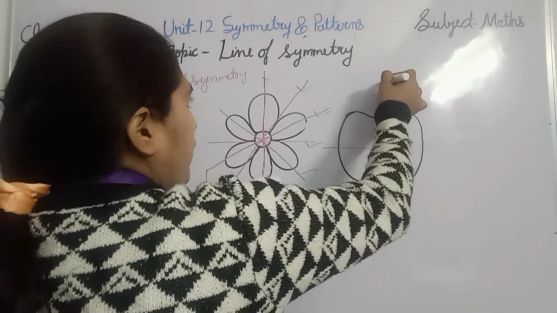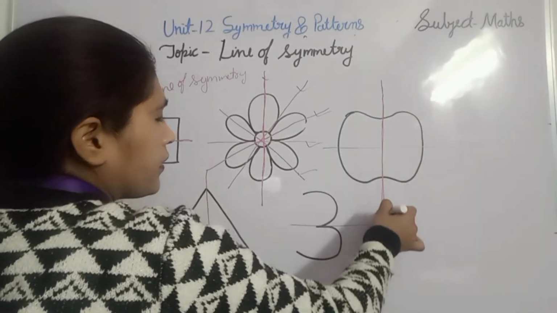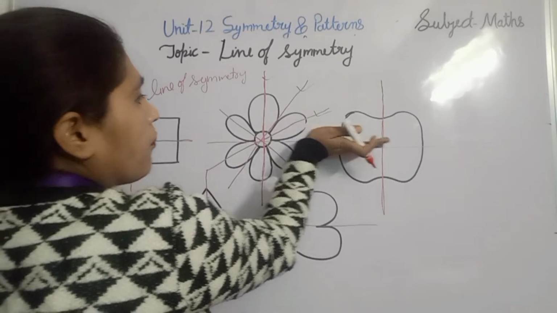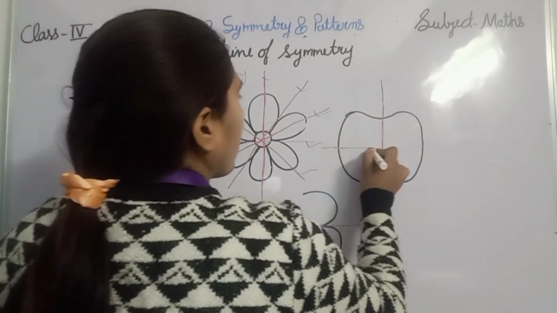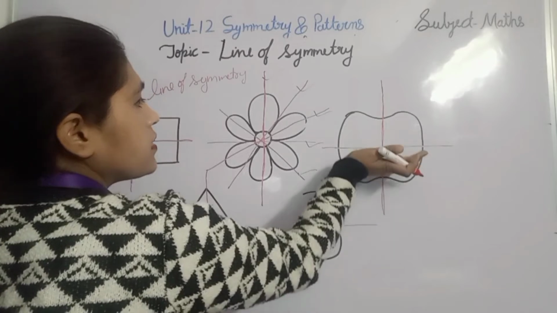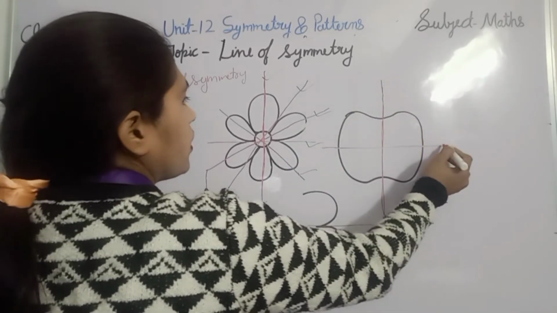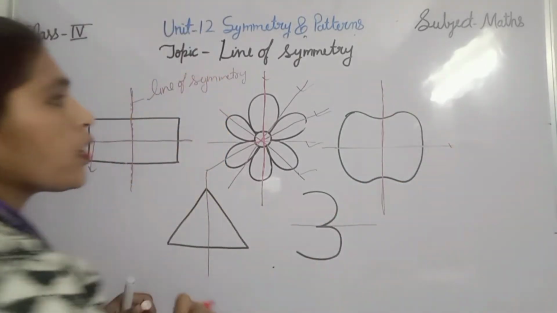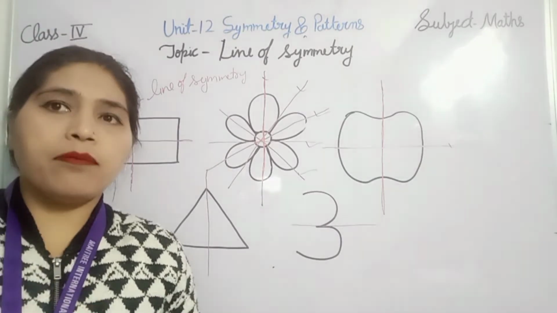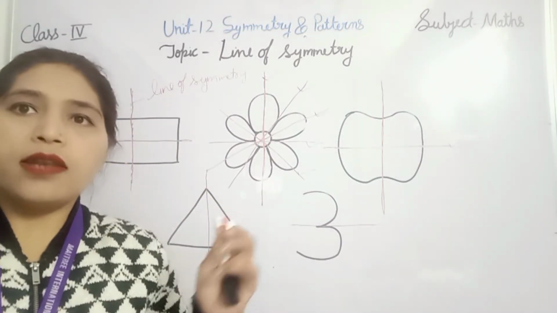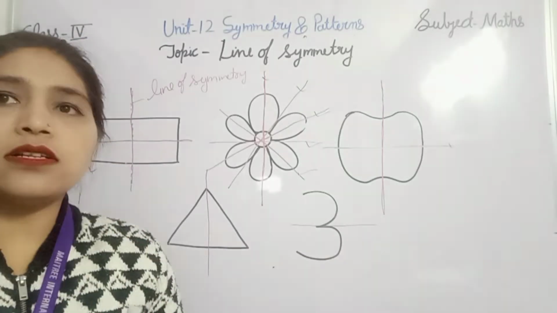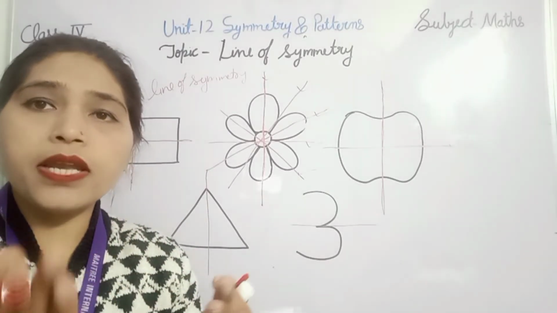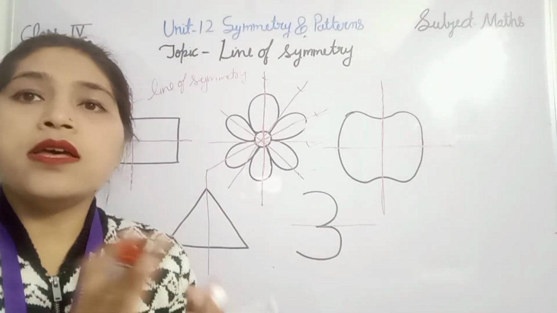Okay. So now come to this apple. If I am dividing this apple shape from here, you will get a similar part. This part is similar to this one. So this is the line of symmetry. If I am dividing this apple from here also, this part is similar to the upper part. So this is also a line of symmetry. So in this shape we have two lines of symmetry, 1 and 2. You will find lines of symmetry only in symmetrical shapes, because only symmetrical shapes are those shapes that if I fold or divide them into two parts, you will get the same shape.